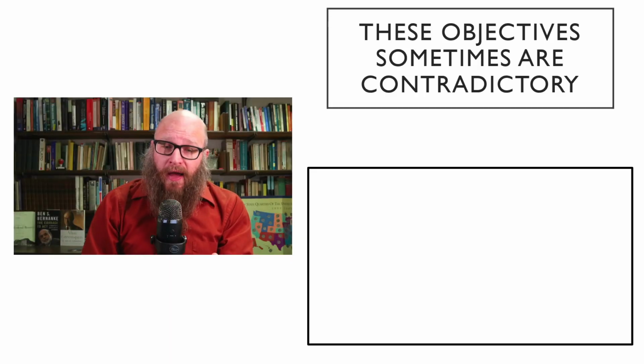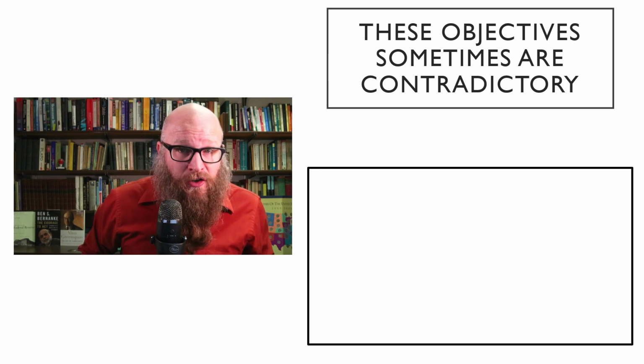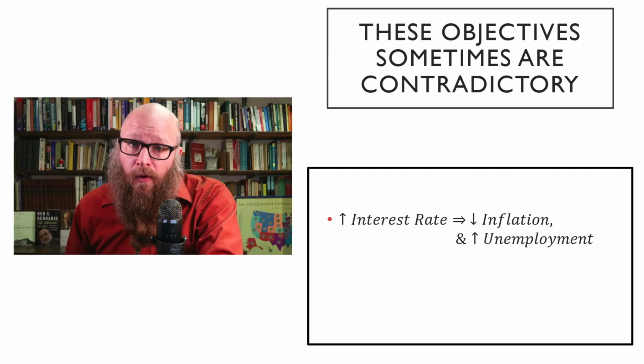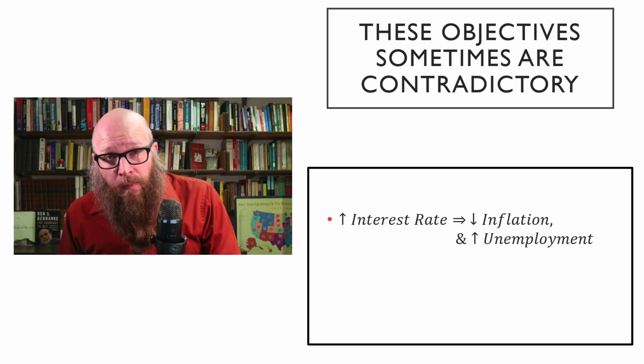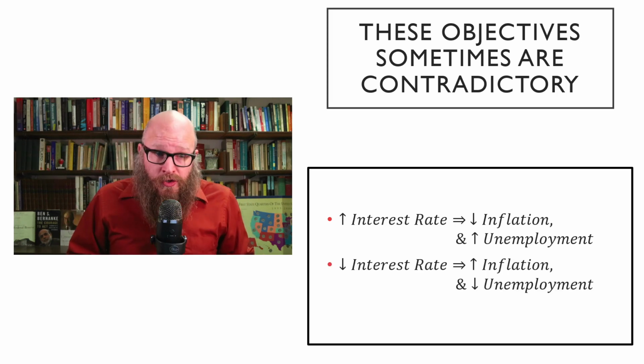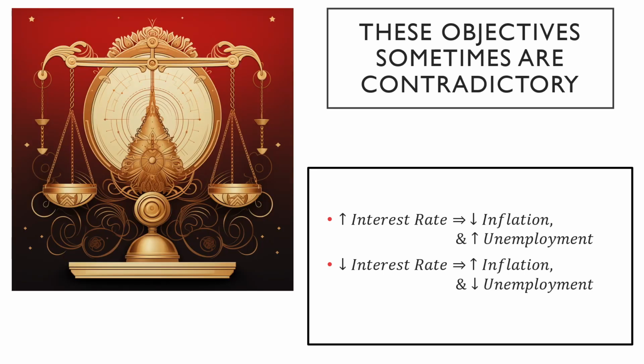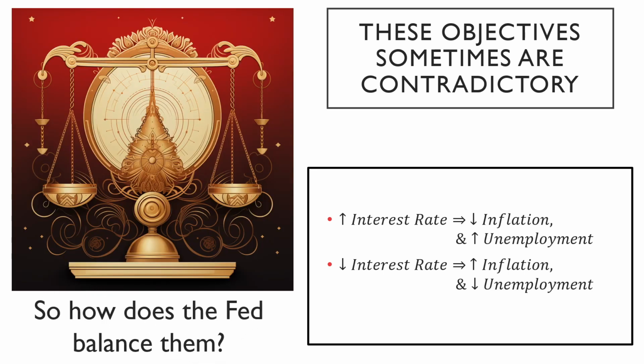However, sometimes they have to make choices. They have to make a trade-off between them. Why? Because if you raise interest rates, yes, it can lower inflation, but it might cause some unemployment. On the other hand, if you lower interest rates, that can cause inflation, but it can lower unemployment. So the question is, how does the Fed balance them?